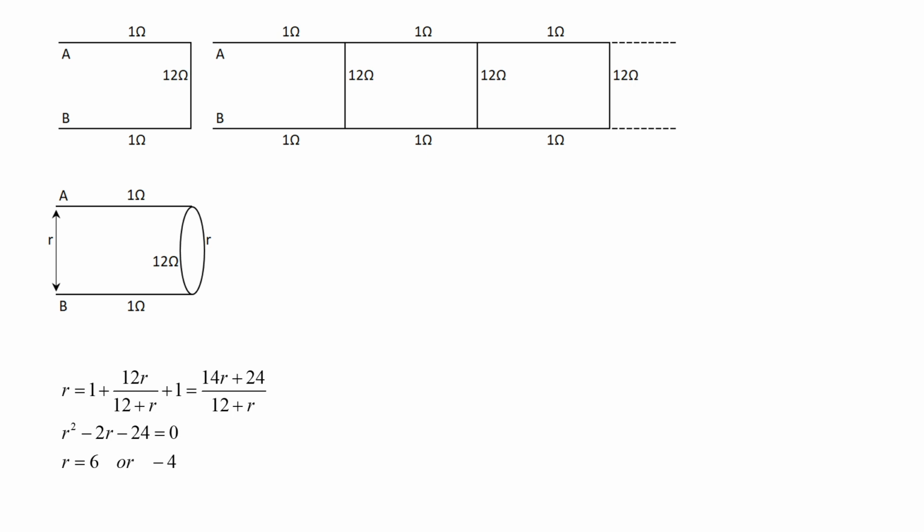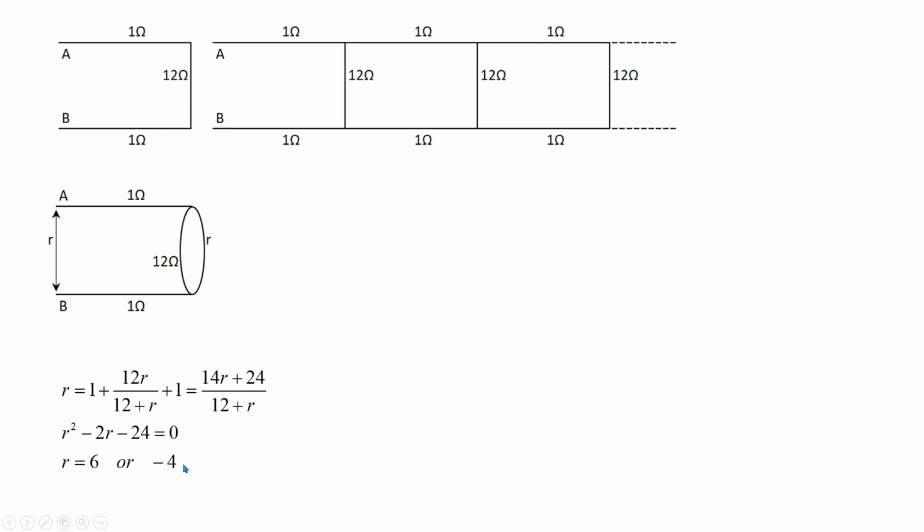Well, now let's look into the equation. Here, the value of R, which is the effective resistance, is equal to 1 plus 12R by 12 plus R plus 1. So these are the two in series and this is the parallel. I add all this, that gives me 14R plus 24 over 12 plus R, and I solve this quadratic. It gives me an equation like this, and it says the R value should be 6 or minus 4.